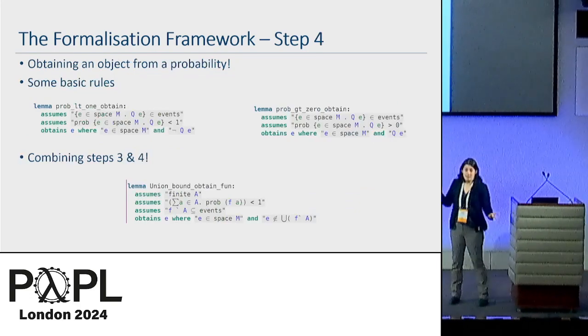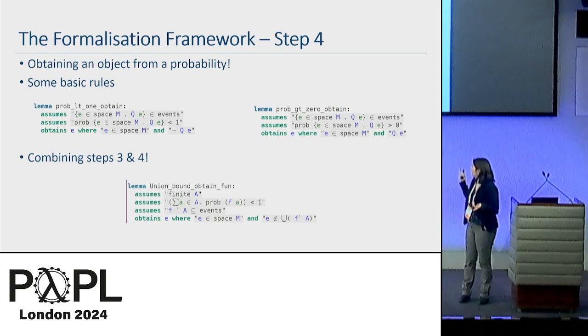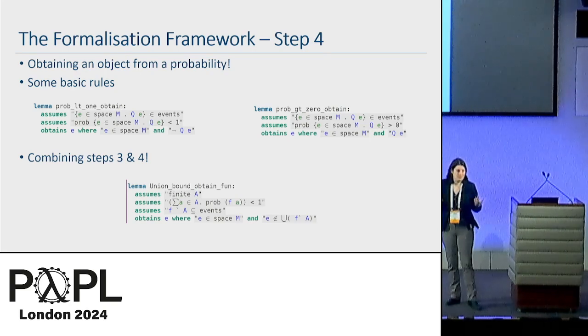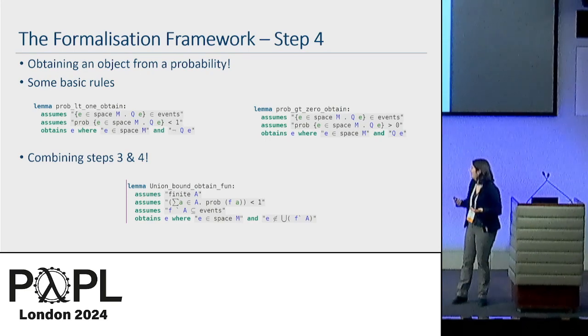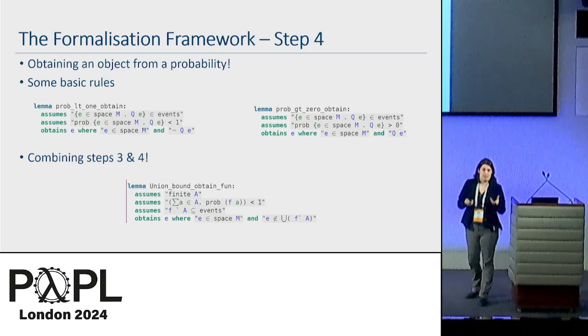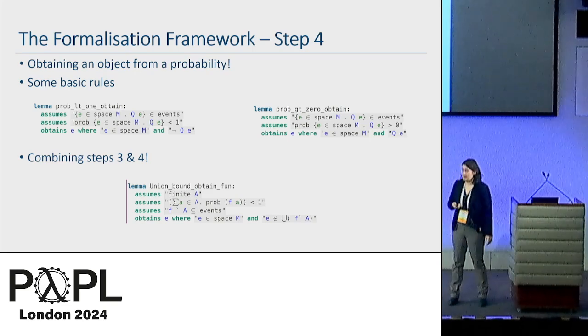Great, so then step 4 is that obtain step. Again, these are basically just existence proofs. So there's one for being less than 1, one for being greater than 0, basically to help us make that last step in our formal proof. It wasn't that difficult to formalise, but necessary in a formal environment. And we did a few lemmas which combined both those steps 3 and 4 for the really basic calculation steps.